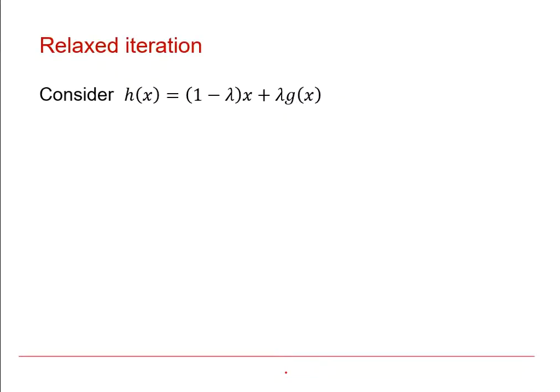Here we're going to be looking at a method known as relaxed iteration, which is a systematic way of improving on a given rearrangement that we may have found.